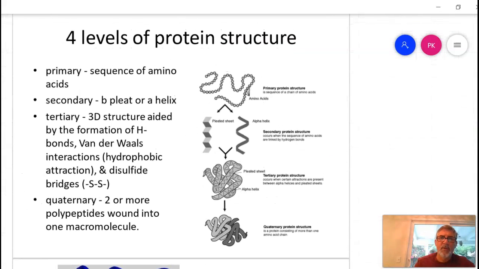Protein structure, so you need to know your structures. A lot of notes to take. Primary is just a sequence of amino acids. When I put them together by dehydration synthesis, I make primary. Once we start making proteins, they'll start to fold. I'll either, this should say alpha, but Google doesn't like that, make a beta pleat.